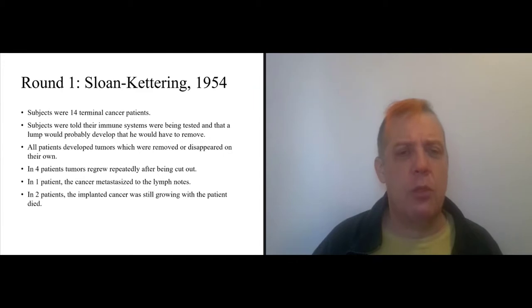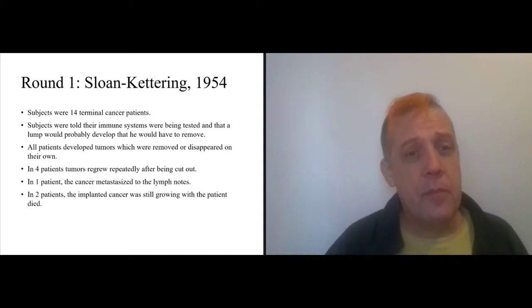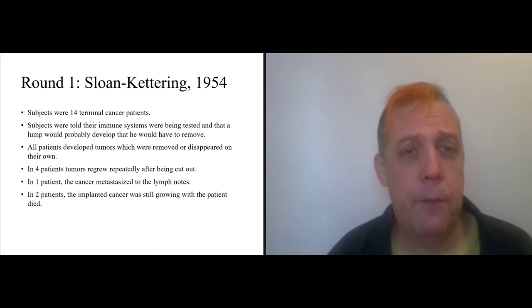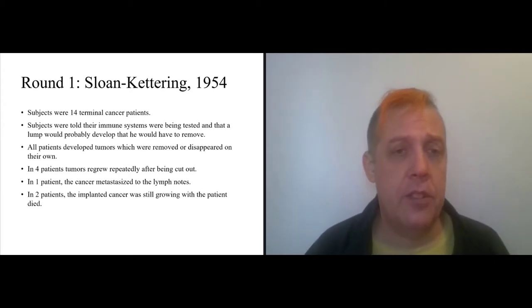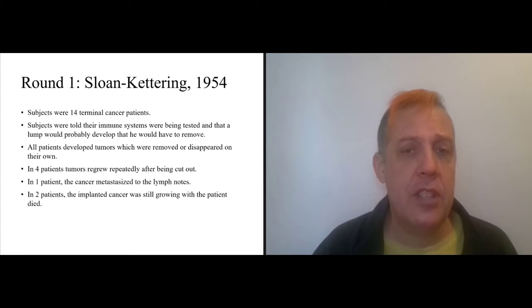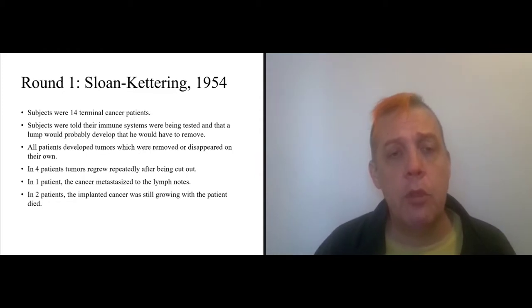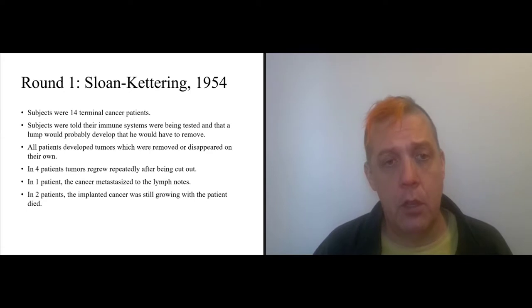Each round has different levels of risk and different levels of informed consent. So the subjects were 14 terminal cancer patients. The subjects were told their immune systems were being tested and that a lump would probably develop that he would have to remove. All patients developed tumors which were removed or which disappeared on their own.